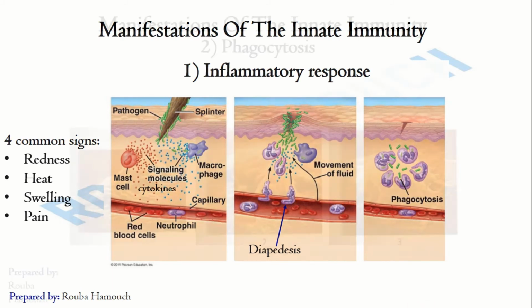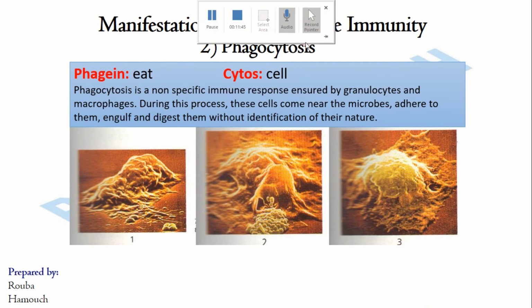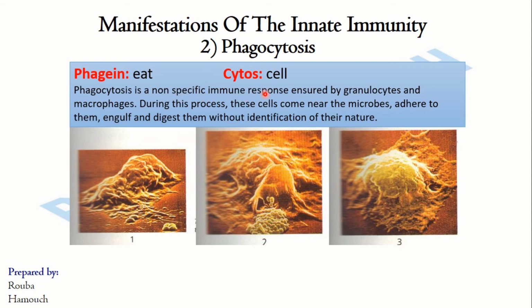Passing to the second manifestation, phagocytosis. Phago means eat, cytosis means cell. Phagocytosis is a non-specific immune response ensured by granulocytes, mainly neutrophils, and macrophages. During this process, these cells come near the microbes, adhere to them, engulf and digest them without identification of their nature. That's why phagocytosis is called a non-specific immune response.